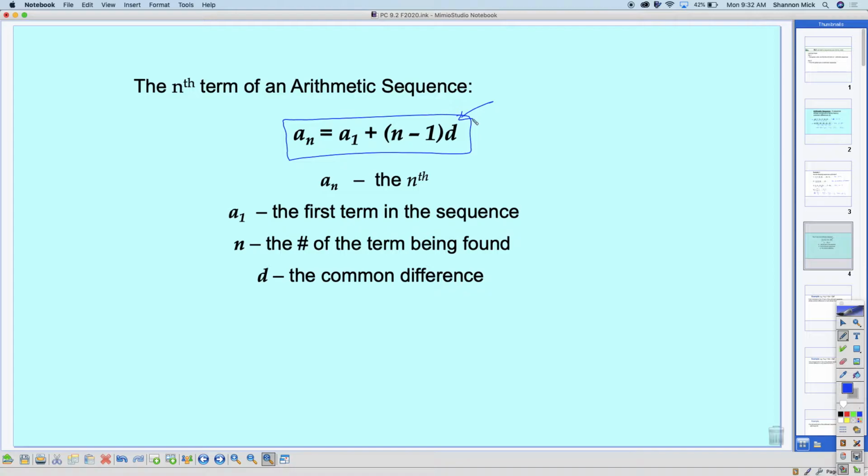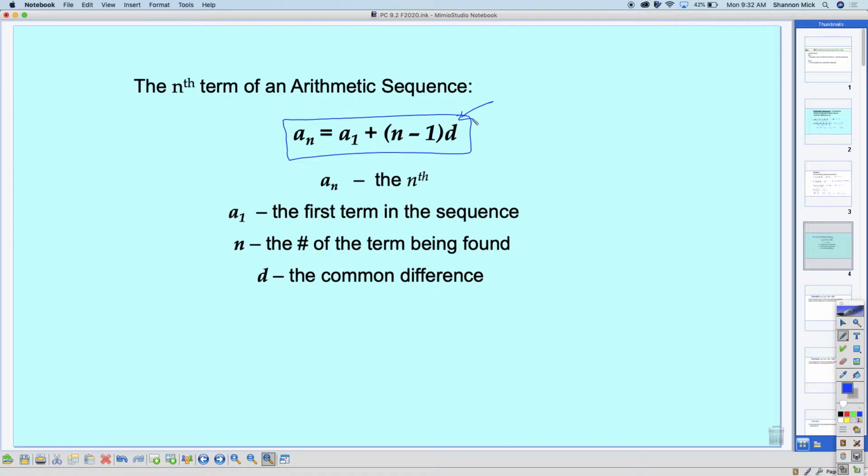This is what you will be using every time. There are 4 variables there. What are the 4 variables? A sub n, a sub 1, n, and d. So as long as I have 3 of those 4, can I solve for any one of those things? Yes, and you will have to.